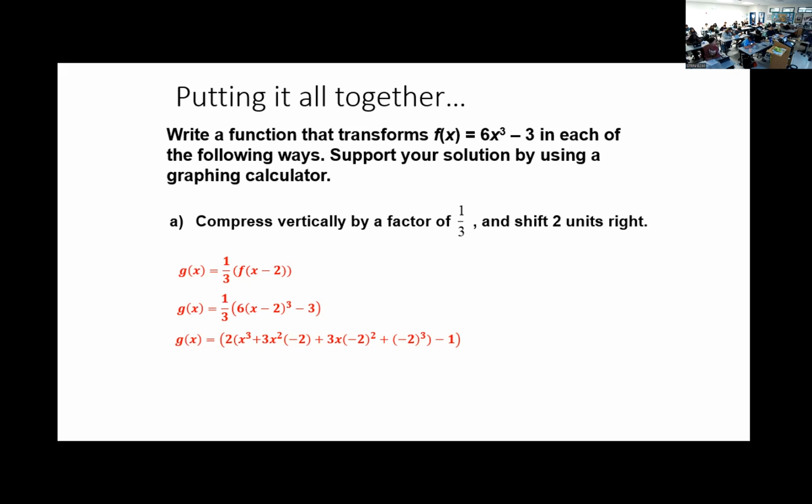Now I've got to combine like terms. So I've still got my 2 out there: x cubed minus 6x squared plus 12x minus 8, and then minus 1. Almost done. 2x cubed minus 12x squared plus 24x minus 16 minus 1 is minus 17.